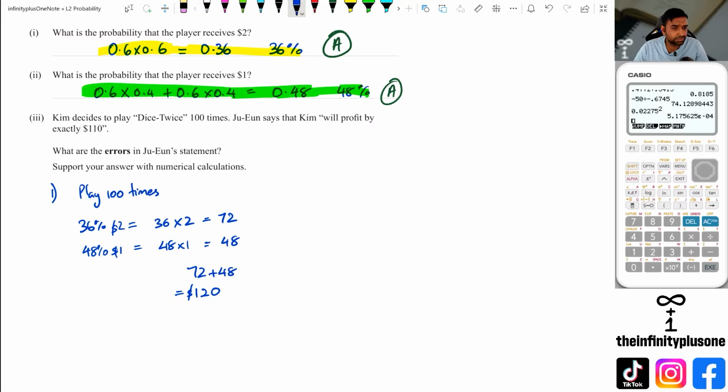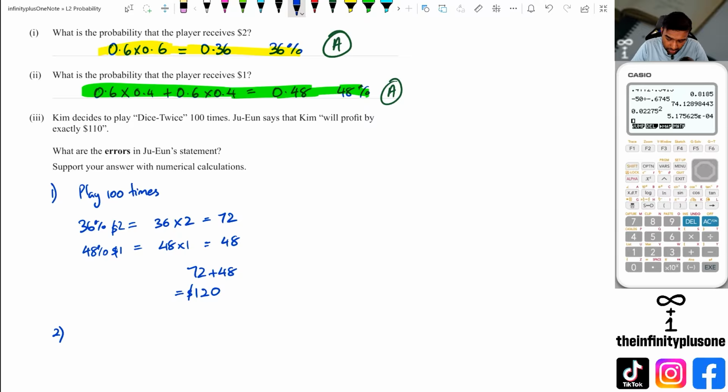But what are the errors in this statement? I guess the error is that he won't profit exactly by $110. It could be $120, but again, this is a probability. So he might win it or he might not win it. This is just an expected one. So you can't really say he will profit exactly by 110. So this is one point that you can elaborate a bit more.